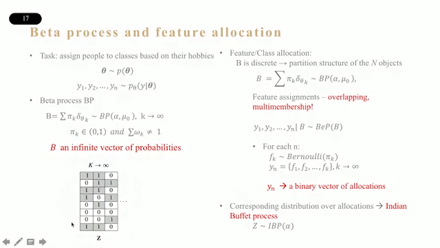The corresponding distribution over the allocations is called the Indian Buffet process. In other words, a sample from the Indian Buffet process is a feature allocation matrix. I repeat, in short, by following this two-step procedure, sampling from the beta process and then flipping coins in the Bernoulli way, I construct a sample from the Indian Buffet process. The difference with the Chinese restaurant process is that here I allow for multi-membership.